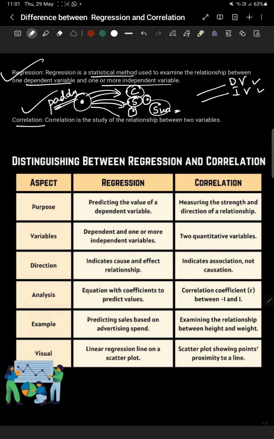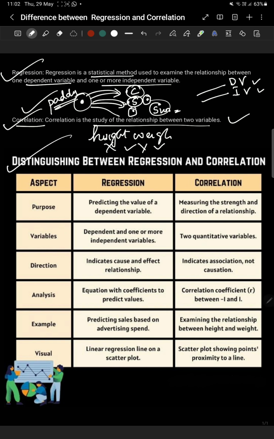Next, coming to correlation. Correlation is a study of the relationship between two variables. We have two variables, and we try to study the relationship between those two variables. For example, if I tell you height and weight, we try to study the relationship between these two variables. We see whether there is a correlation between height and weight. That is one example. There are many more examples for correlation, and types of correlation we will learn in another video.